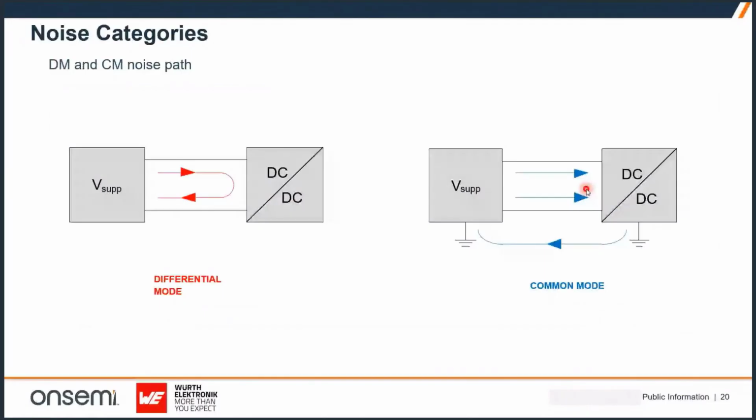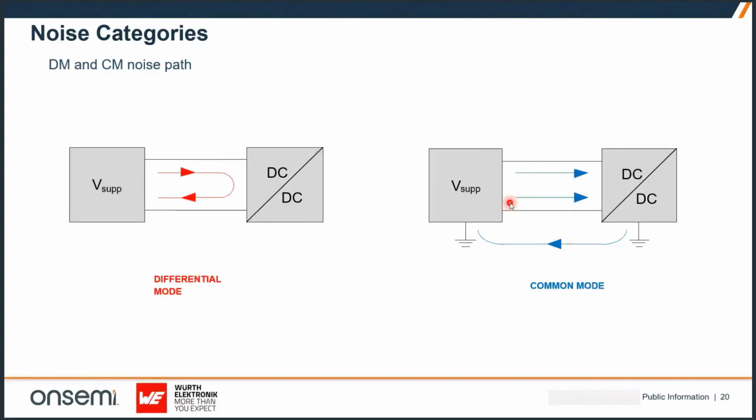In our PCB or in our application, we have mainly these two types of noise that can happen in the circuitry. So we have the differential mode noise, which comes from one power line to the other one, and they are in opposite directions. And there is also the common mode noise, which comes from both power lines and couples to the ground, and they have the same direction in this case.